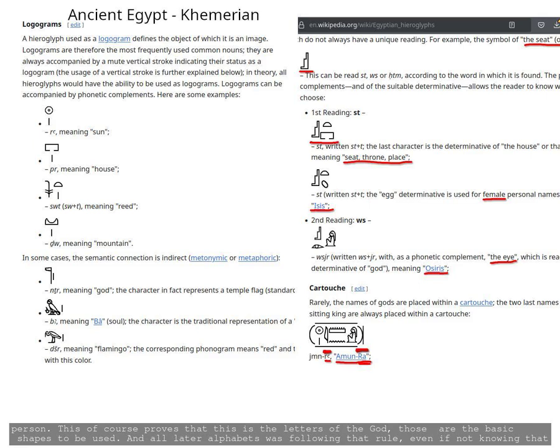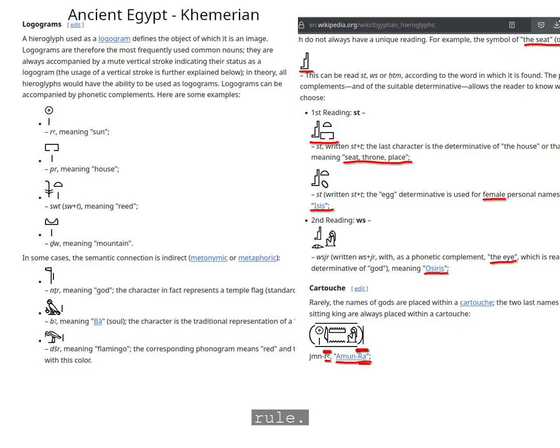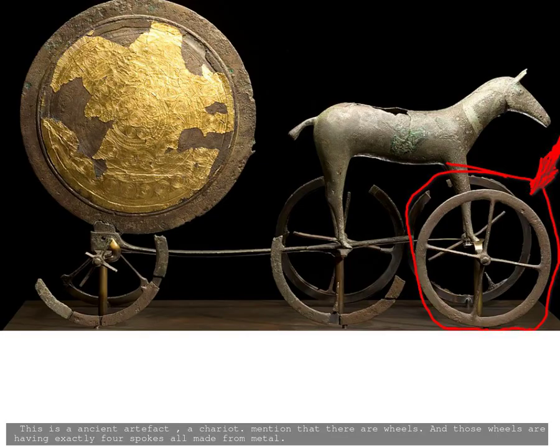Those are the basic shapes to be used. And all later alphabets were following that rule, even if not knowing that rule. This is an ancient artifact, a chariot. Mentioned that there are wheels. And those wheels are having exactly 4 spokes, all made from metal.